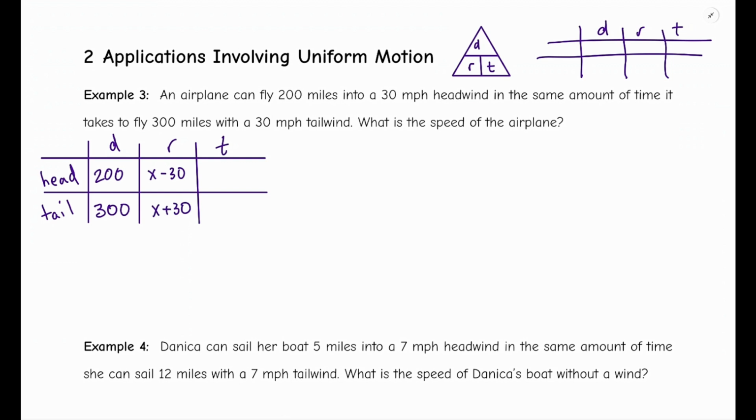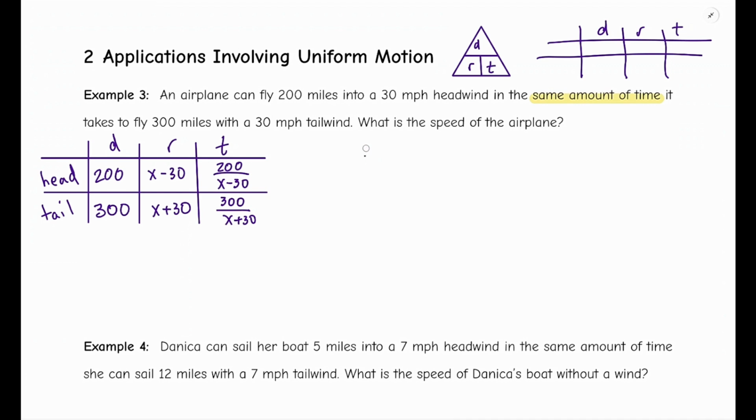And now t, if I go to my triangle, cover up the t, that's d over r. So d divided by r, so we get 200 over x minus 30 and 300 over x plus 30. Okay, then the key part here is it says same amount of time. So that means the two time values we got have to be the same.